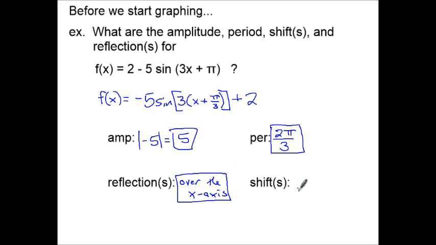Alright, any sort of shifts going on? Well, I've got 2 shifts. I've got something going on inside, so that affects us horizontally, and something outside is vertical. So my inside with the x is horizontal, and remember, it's lying to you. Though it's a plus, I'm really going left pi over 3 for a shift. And then the other shift is the plus 2, telling you the truth, so then I'm going up 2. And there are all the possible things that could pretty much happen for one of these graphs.